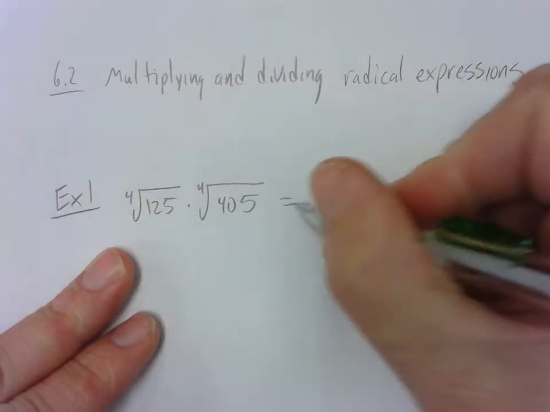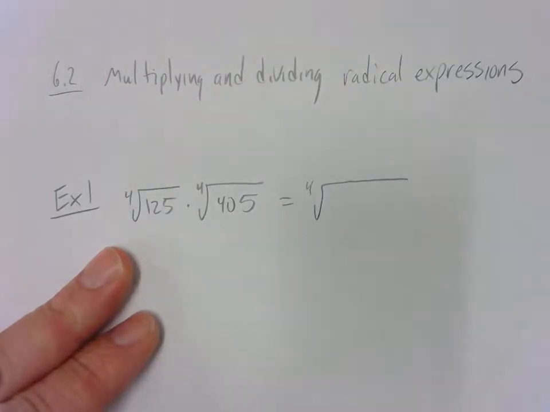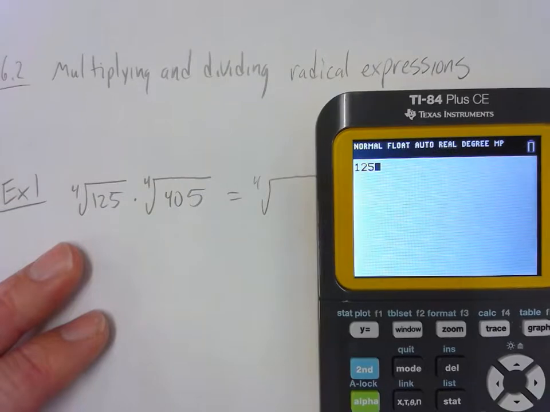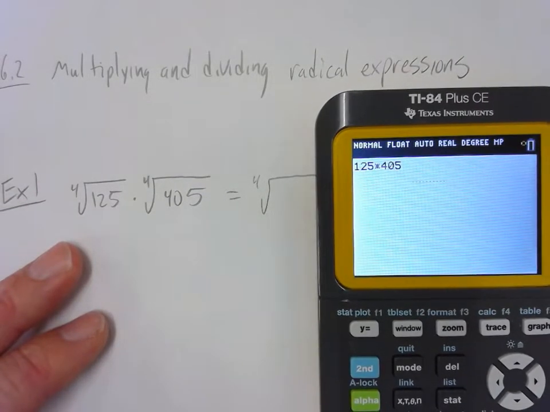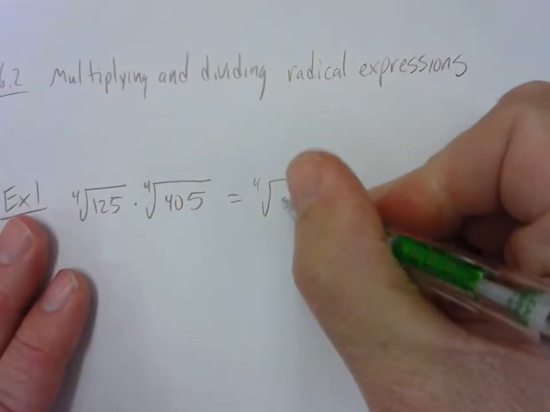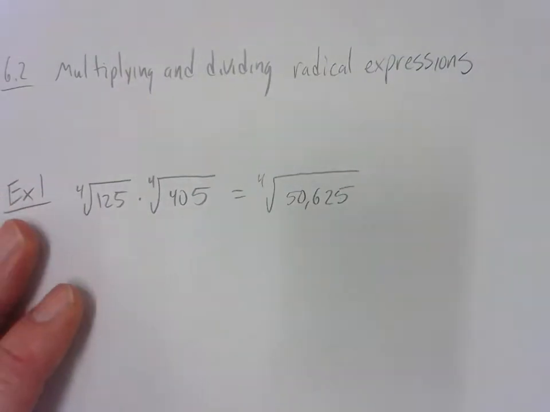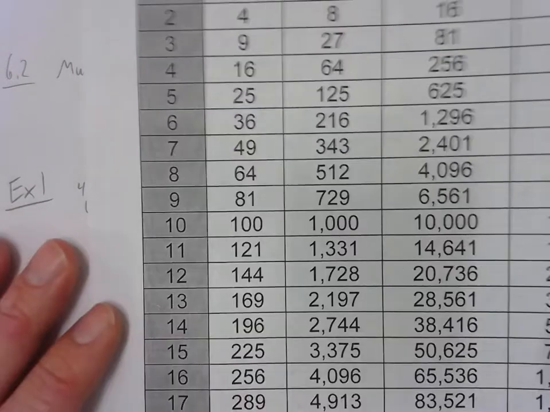So we're going to make one big fourth root. And I'm going to multiply these two numbers together. 125 times 405 is 50,625. Now, I've listed out all of the fancy numbers on the colored paper.